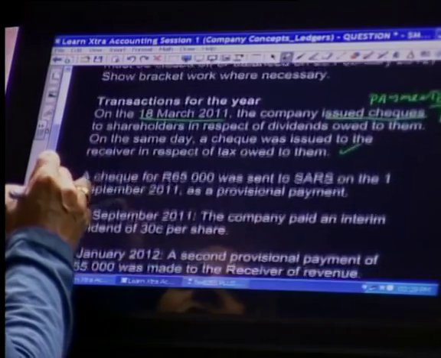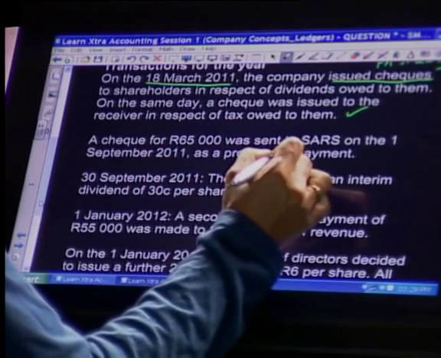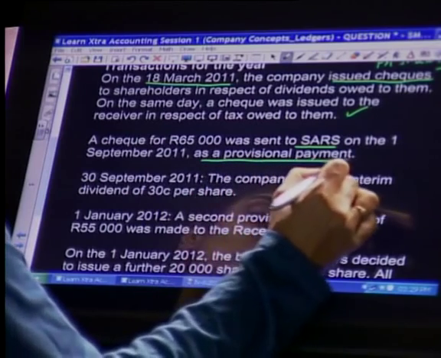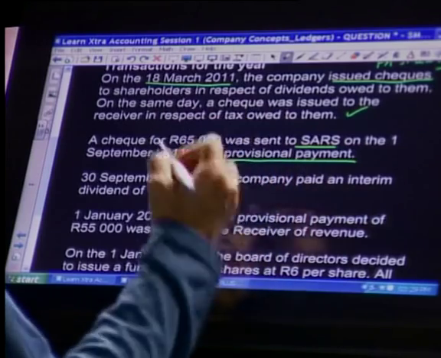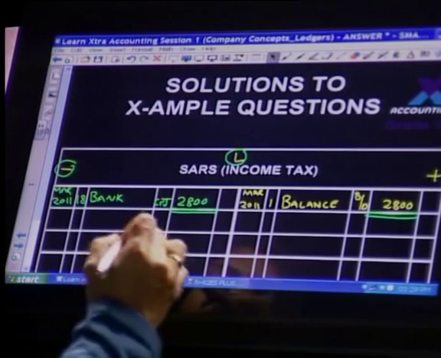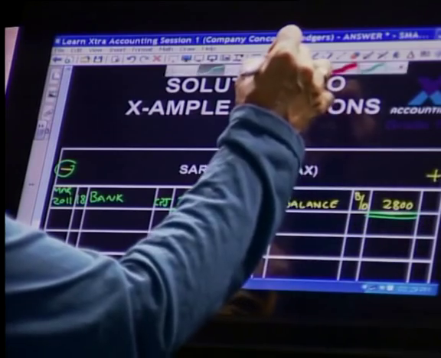Let's now move on. Your next transaction, a check for 65,000 Rand was sent to SARS on the 1st of September 2011 as a provisional payment. Now remember guys, we spoke about this earlier on. During the course of the year, we have no idea what that final assessment is, but we are paying towards that final assessment. In other words, we are paying a provisional tax or a provisional payment of 65,000. So let's record this in your answer sheet. So SARS income tax, I have no idea what I am owing the receiver.